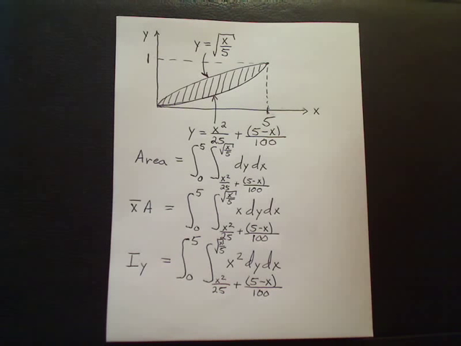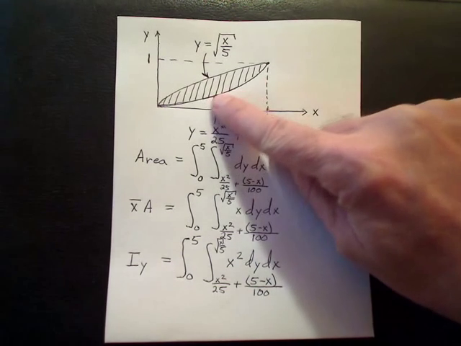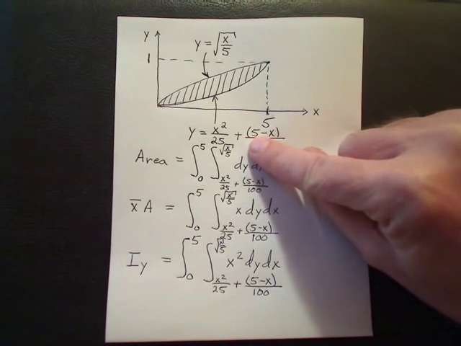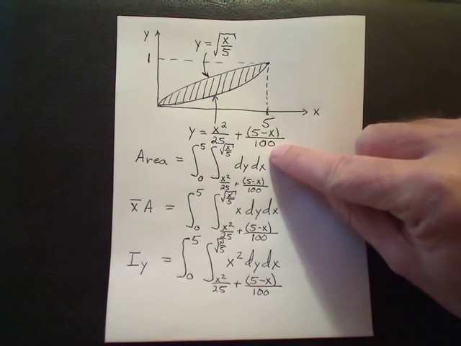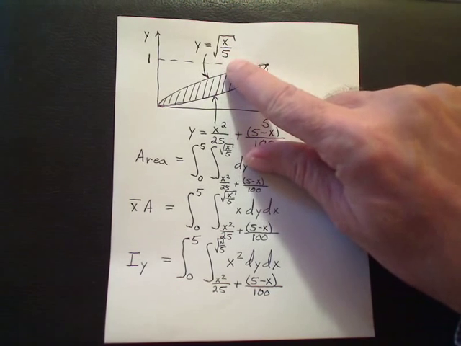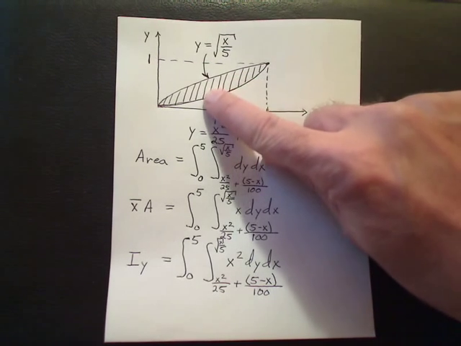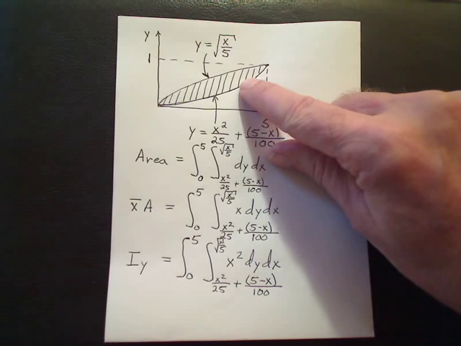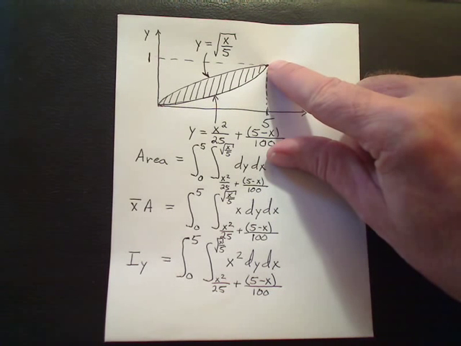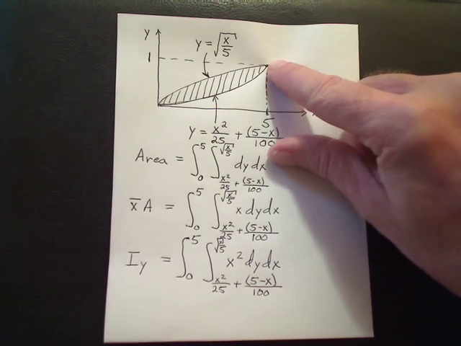This is a short little video to help you understand how to use the TI-89 calculator to solve some of these area, centroids, and moment of inertia problems that we encounter in statics and other engineering classes. I set this problem, defining a bottom function of x squared over 25 plus (5 minus x) over 100, and a top function of the square root of x over 5. I want to find the areas, centroids, and moments of inertia for the area bounded by those two functions. They intersect at x equals 5 and y equals 1.